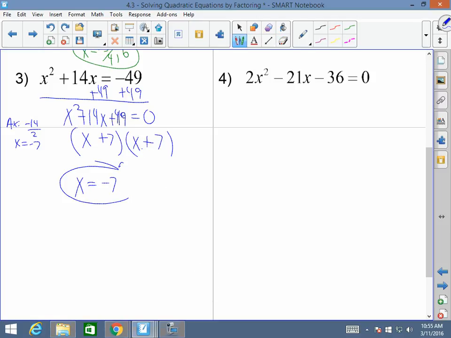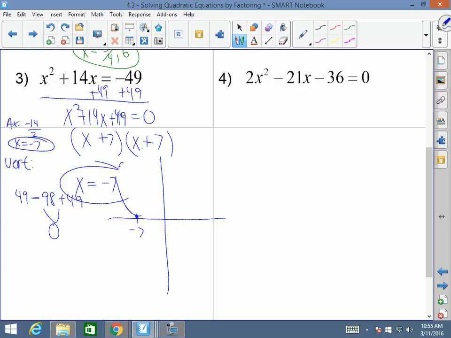Negative b over 2a is negative 7, right? My vertex would then be negative 7 squared, which is 49, minus 14 times 7, which is negative 98, plus 49. Yeah, that's 0. So no, I was right. I don't know why I was second guessing myself. So it's going to be like that. It's one solution.